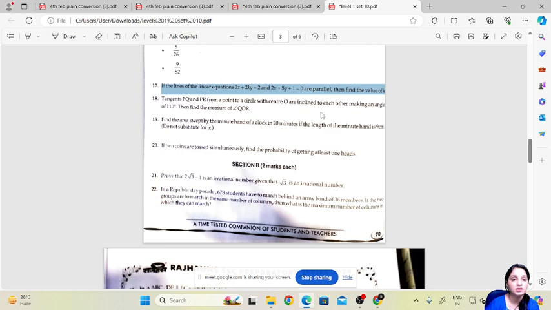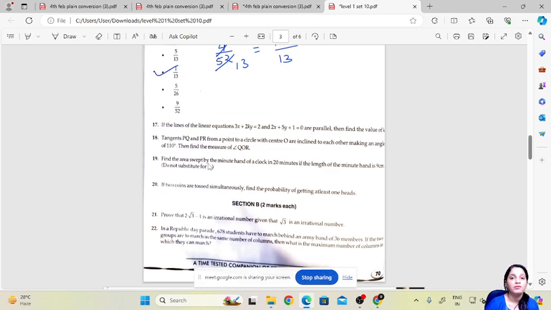Then the next one. Tangents PQ and PR from a point P to a circle with center O are inclined to each other making an angle of 110 degrees. This is just a rough diagram. Then find the measure of angle QOR.